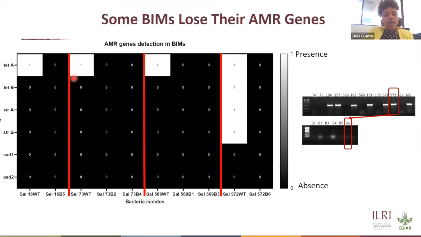Interestingly, we found that some of these genes that we were able to detect in the wild type Salmonella, we could no longer detect them in the BIMs, including tetA in Salmonella 16, Salmonella 73, 569, and 572. In 572, we could no longer detect 4 genes in the BIMs.